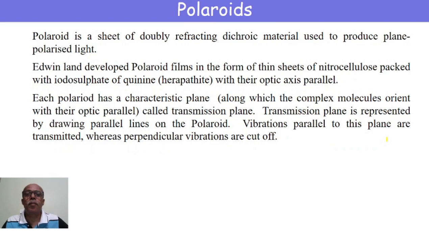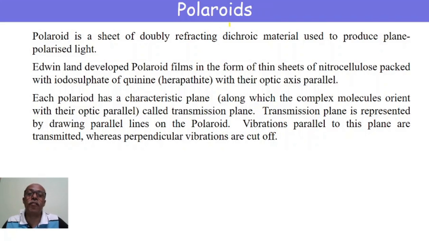Now, Polaroids. In Polaroids, we study what Polaroids are, how they are produced, and their applications. These Polaroids are nothing but sheets of doubly refracting dichroic materials. Polaroids are dichroic in nature, in the sense they can completely absorb one of the rays to produce plane polarized light.